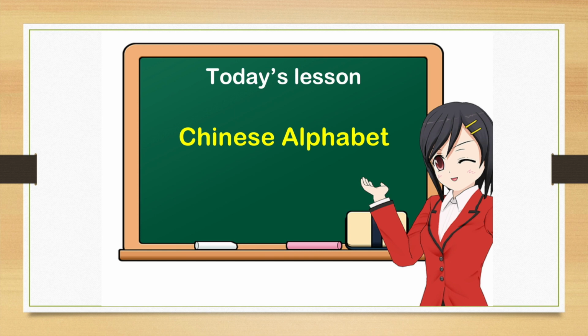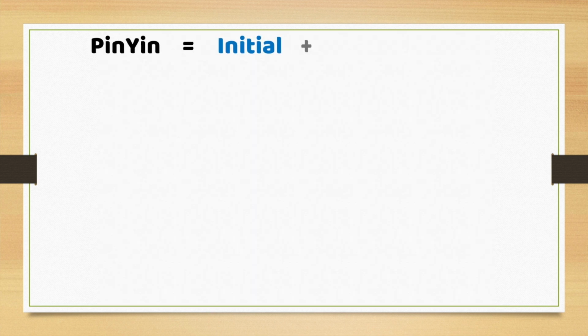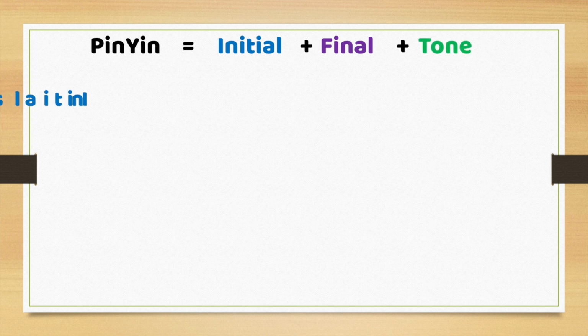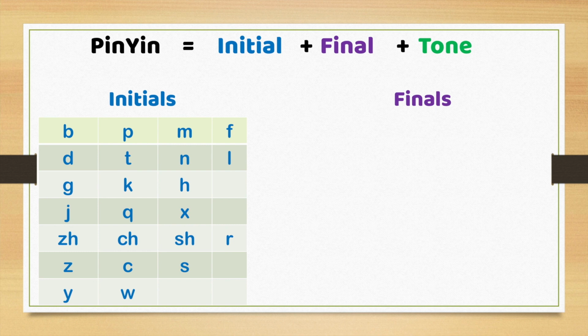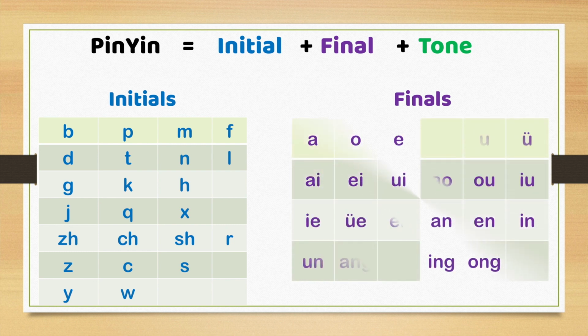In today's lesson, we continue to study the Chinese alphabet. We know that Chinese Pinyin is a combination of initial, final, and tone. This is an overview of initials and finals.